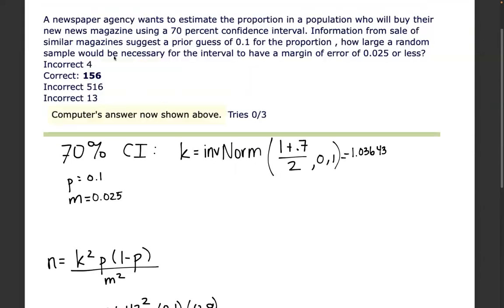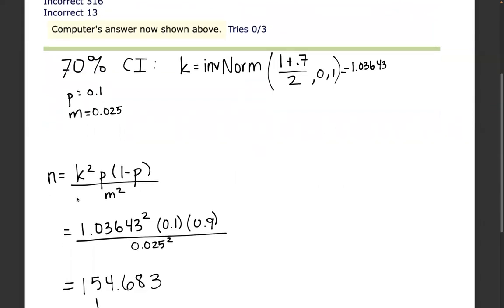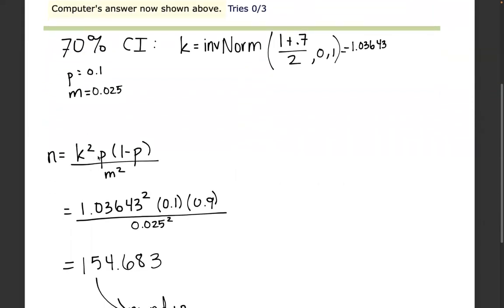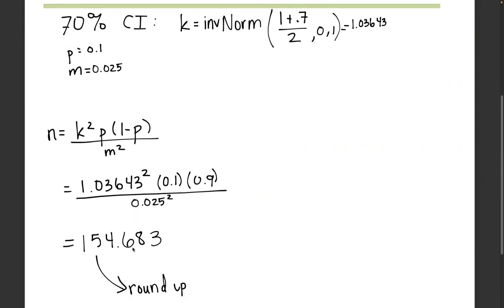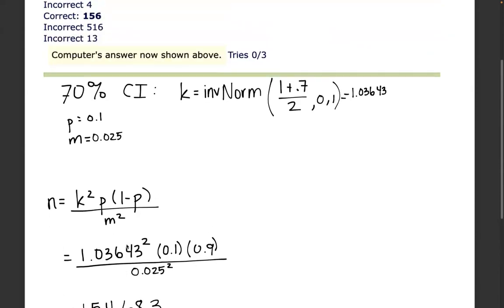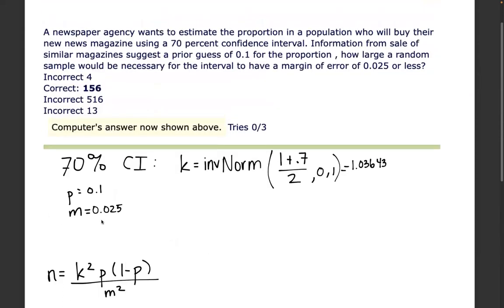So to calculate the sample size that would be necessary, it's going to be K squared times P times 1 minus P, divided by M squared. So we found our K here. We're going to square that. And then our P is 0.1. And then 1 minus P, so 1 minus 0.1 is 0.9. And then divide that by the margin of error squared, which is 0.025 squared. And you'll get 154.683. And if you round up, the closest correct answer is 156.